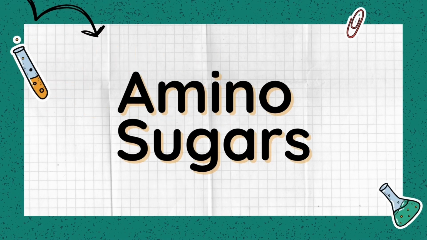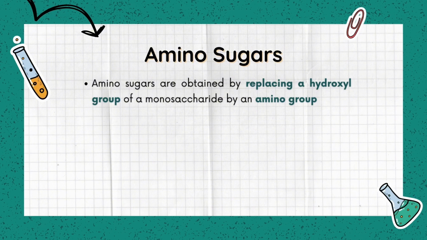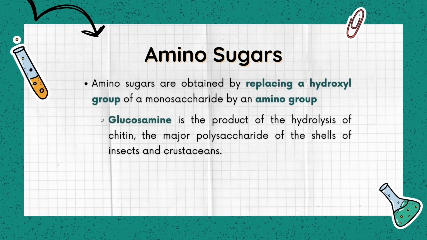Next up, we've got amino sugars. Just like sugar phosphates, you can tell from the name what makes it different from typical carbohydrates. Amino sugars are obtained by replacing a hydroxyl group of a monosaccharide by an amino group. In naming amino sugars, the suffix amine is usually attached to the names of monosaccharides. An example of this would be glucosamine, where the hydroxyl group of the second carbon of glucose is replaced with an amino group. Glucosamine is the product of the hydrolysis of chitin, the major polysaccharide found in crustaceans.